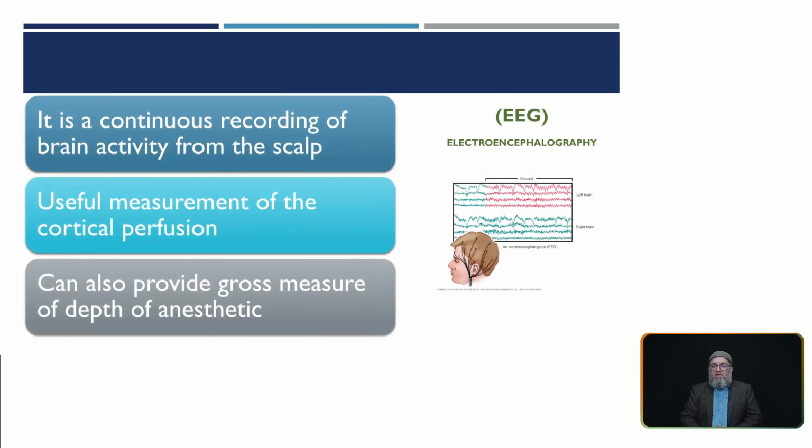The other modality is EEG, or electroencephalography, which is continuous recording of the brain activity from the scalp. It is very helpful for measurement of cortical perfusion when the brain is at risk for having ischemic changes. For carotid surgery or brain surgery or aneurysm surgery, we can monitor the EEG during surgeries and identify the changes and inform the team.